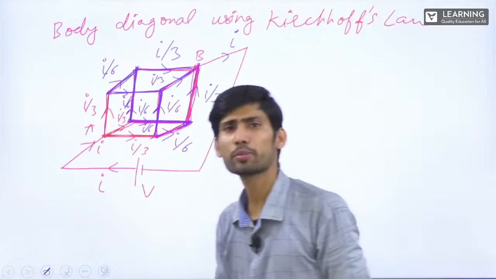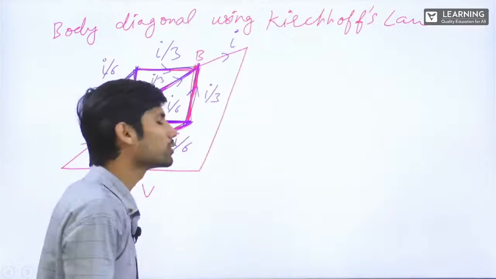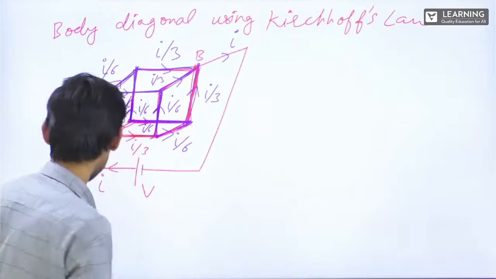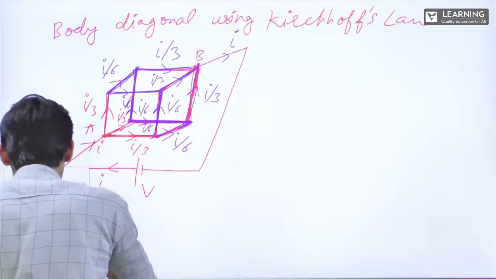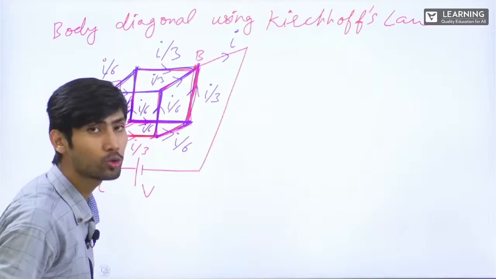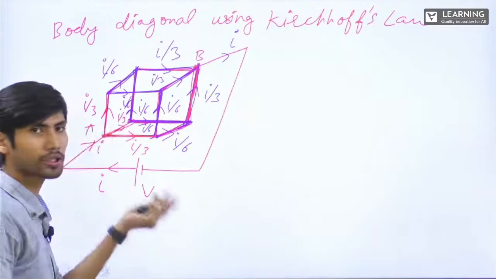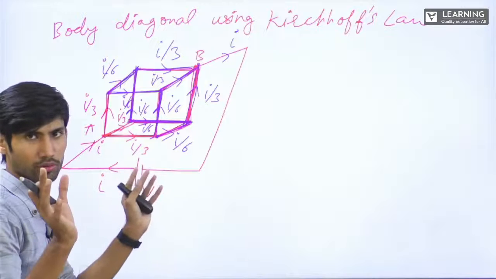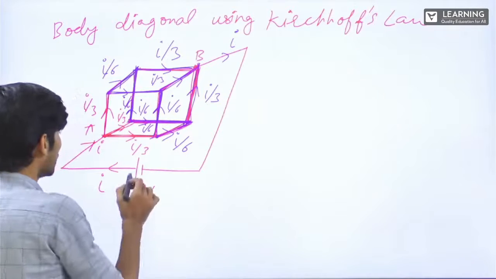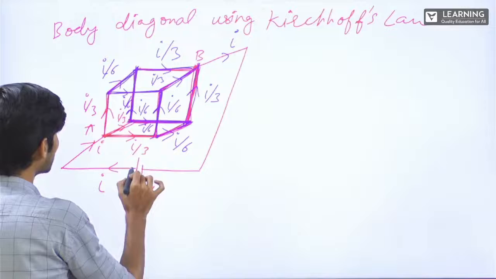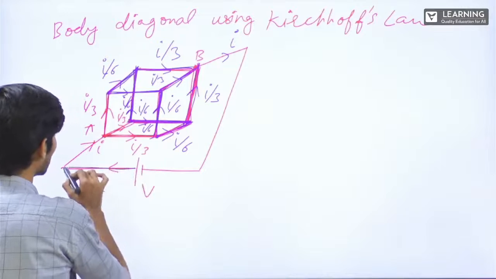Once the current is distributed, the second thing was to select any one loop. Which loop I am going to select? Any loop you can select. So I'll select the loop with the shortest route, to make my calculation easy. So I am going to select this particular path. See, this.